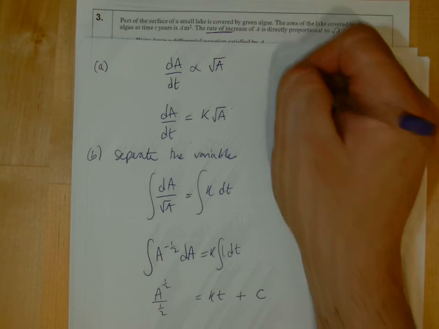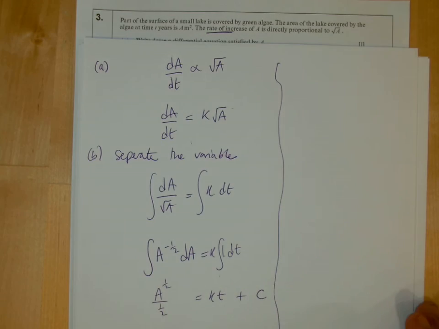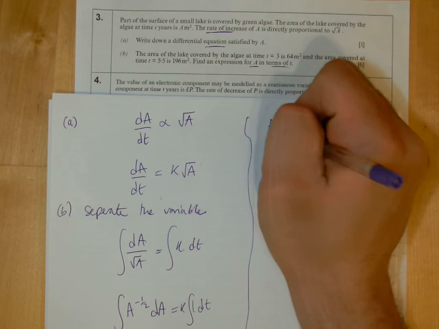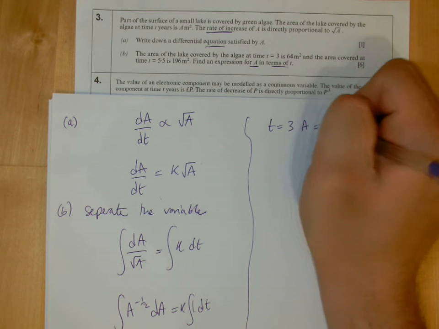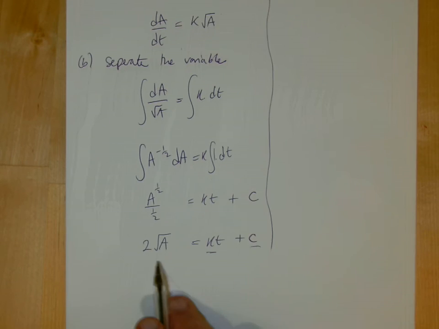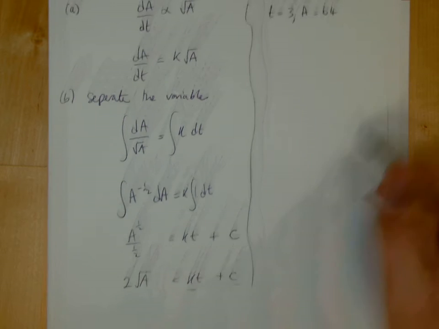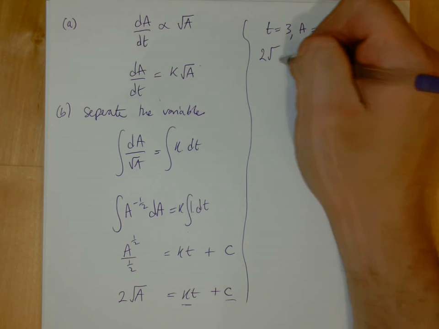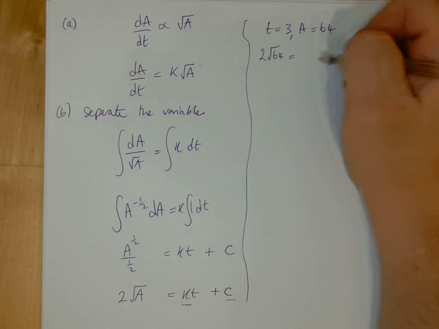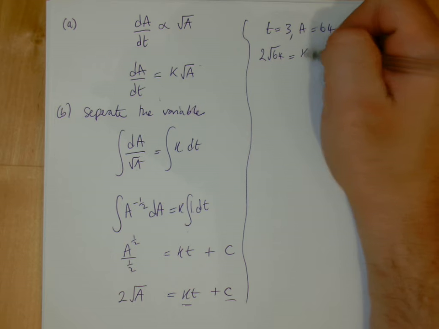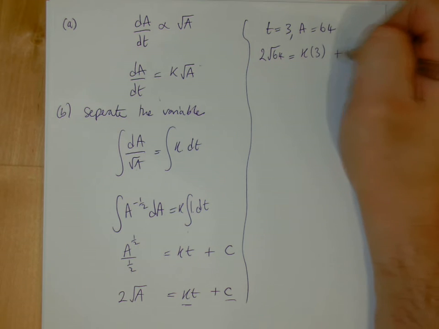So we need to, quite simply, use the conditions that they've given us. So let's look at the conditions. t is 3, a is 64. When t is 3, a is 64. So if I put that into here, I'll have 2 root a, so there'll be 2 root a is 64, and that will equal kt, k times 3, because t is 3, plus c.